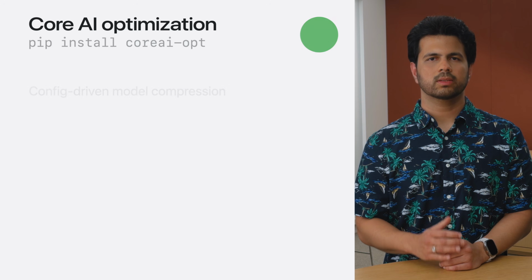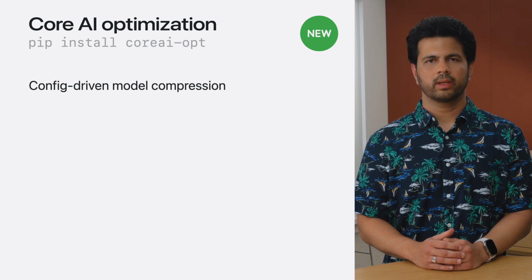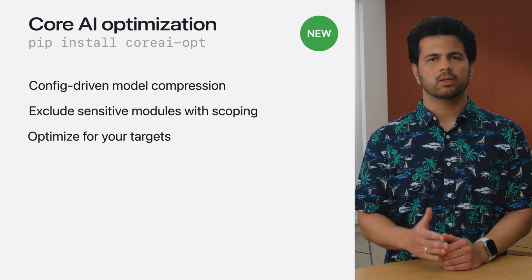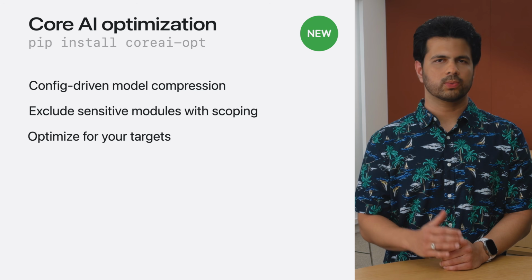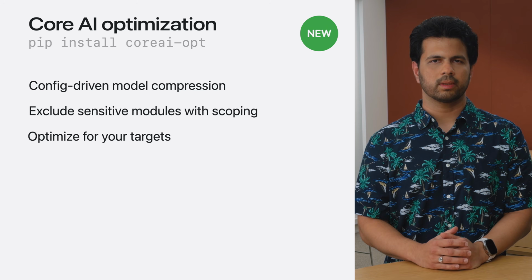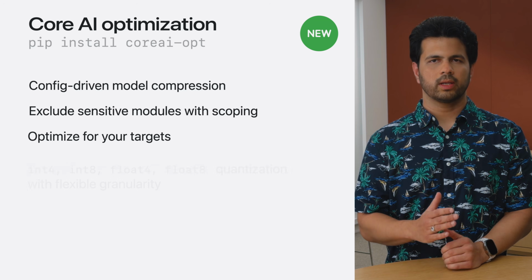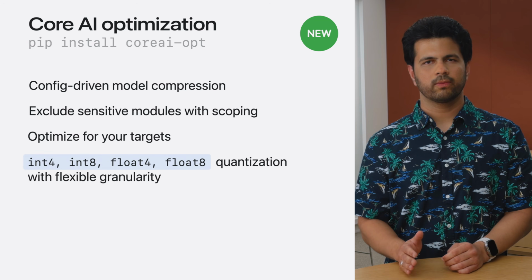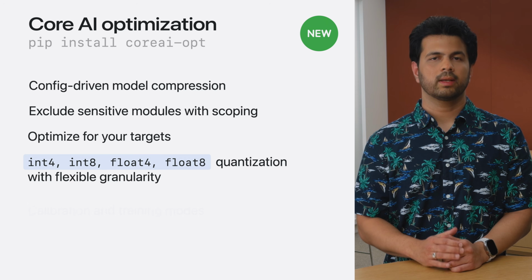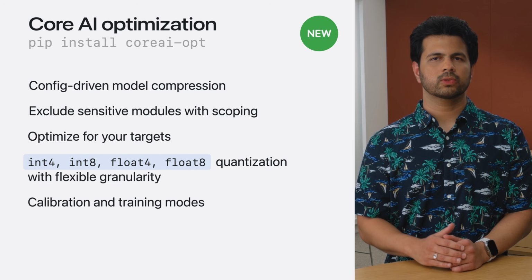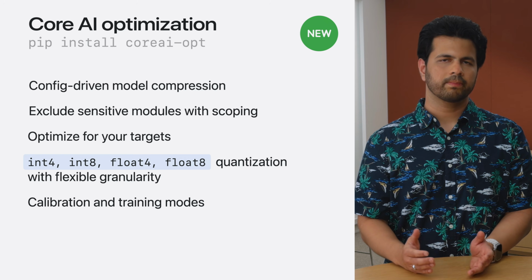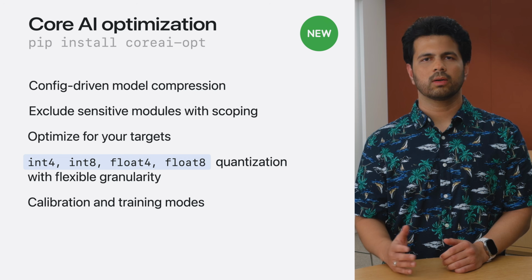Core AI Opt enables config-driven model compression. You describe what to compress and what to leave alone. It supports various optimization schemes from which you can choose one to optimize differently for macOS versus iOS as an example. It also supports int4, int8, FP4, and FP8 weight compression with flexible granularity. And finally, Core AI Opt includes quantization APIs that you can either use with a small amount of calibration data or perform quantization-aware training on larger datasets.